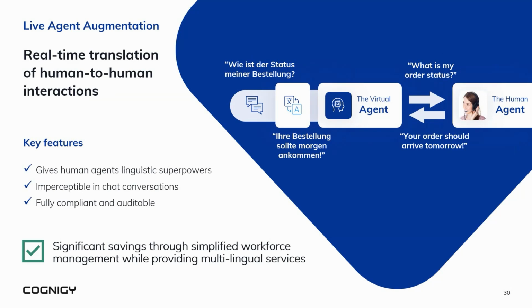Last but not least, we saw live agent augmentation, the real-time translation of human-to-human interactions. Now what that means is that you could even use Cognigy without using virtual agents at all. You could place Cognigy in between a web chat widget and a human chat application, which could be the Cognigy Live Agent application as we saw, but it could also be a Genesis, a LivePerson, a RingCentral. It will work with all of these immediately out of the box as well. Right? And that essentially gives you human agents linguistic superpowers, because now all of a sudden your agents, despite only speaking English, can speak to customers in more than 100 different languages.